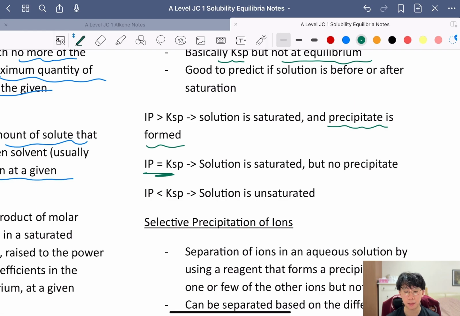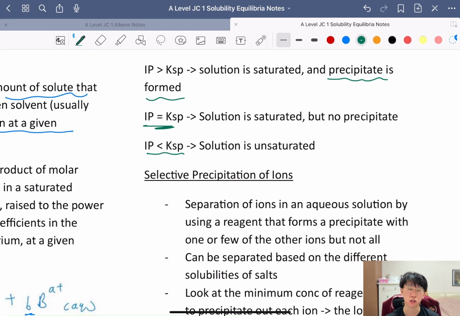And lastly, if IP is less than Ksp, that means your solution is undersaturated. And if you put more solute into the solvent, the additional solute would continue to dissolve within the unsaturated solution.